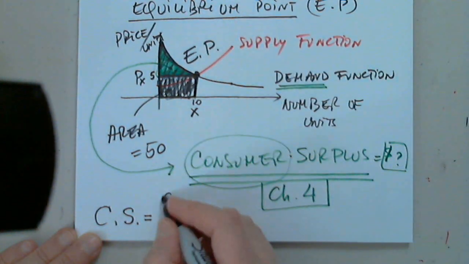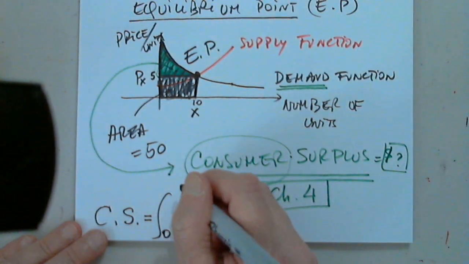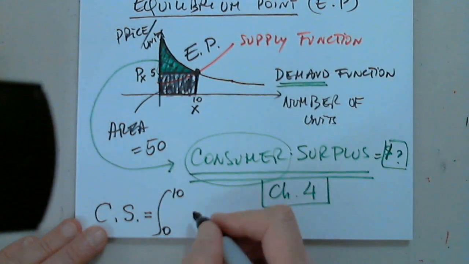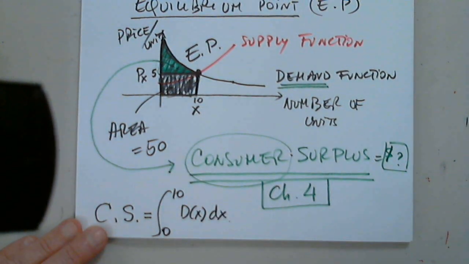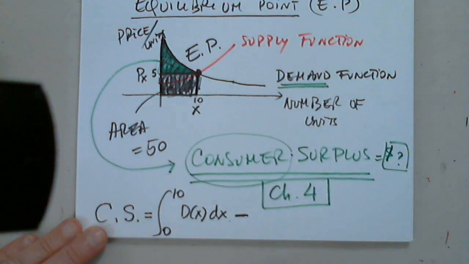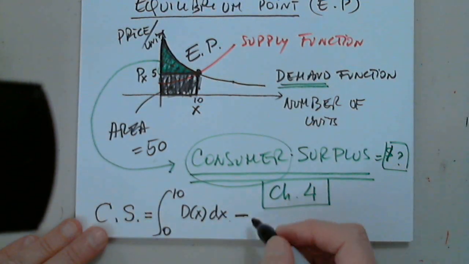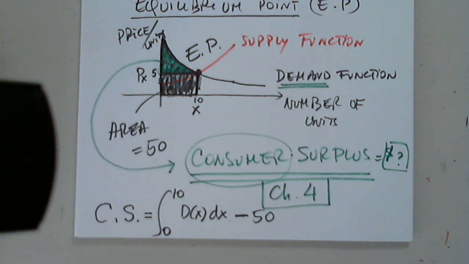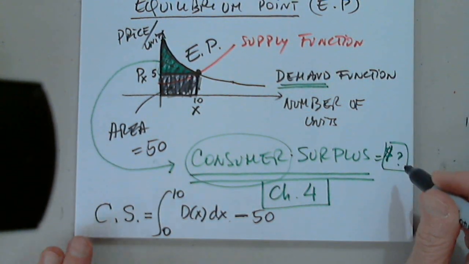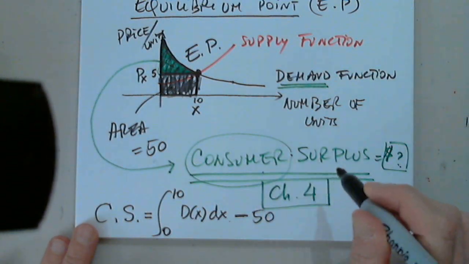Would be integral from 0 to 10. Very good. From 0 to this value, in this case is 10 because we picked 10. Awesome. From the demand function dx, but this is the entire area. What do I have to subtract to get the green area alone? The 50. Very good. Exactly. So once we calculate this, we will get some amount in US dollars called consumer surplus.